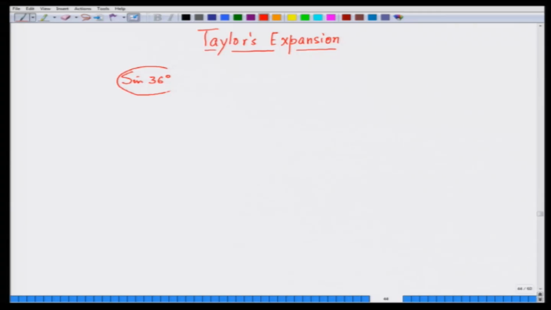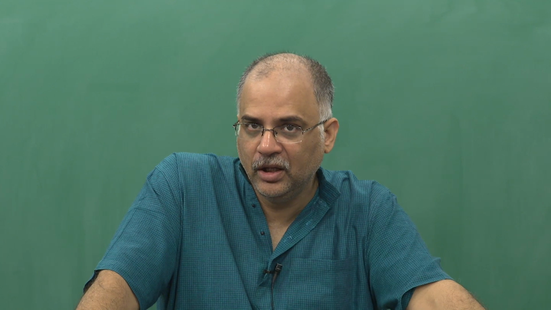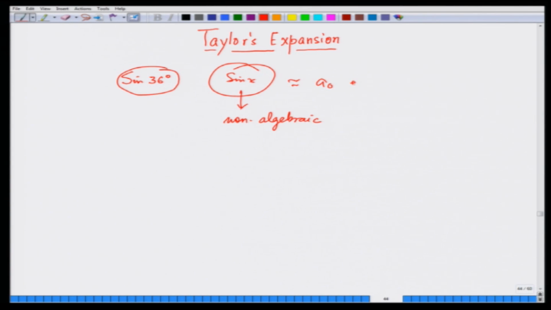So, this type of thing, this sine function or sin x, is non-algebraic. Because it is non-algebraic in nature, is it possible to approximate it through an algebraic function or a polynomial function, where everything is written in terms of powers of some unknown quantity? For example, can I write this as some a0 plus a1x plus a2x squared plus, say, up to anx to the n, something like this? So, can I approximate it?